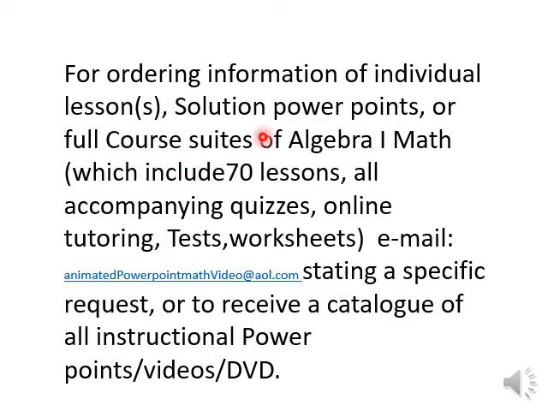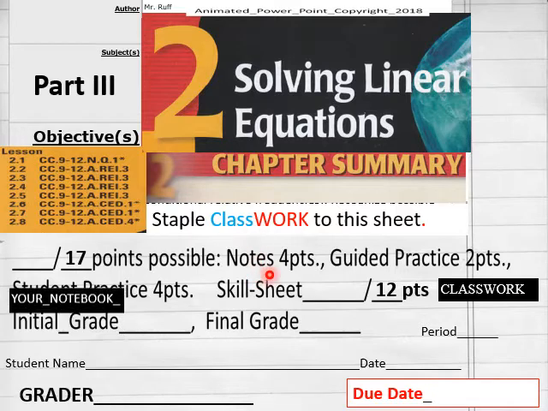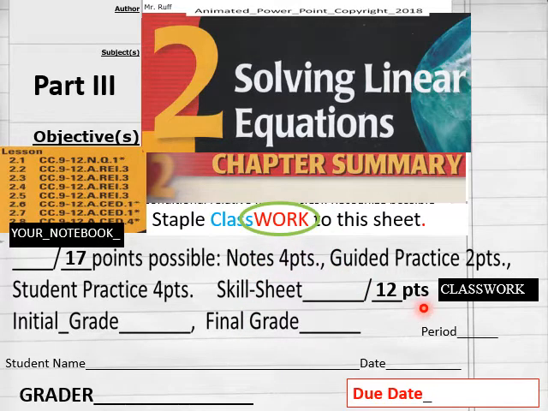Hello everybody, we're getting ready to do Chapter 2, Review and Summary, Part 3 classwork today. For Algebra 1 Math, you got 12 points on your classwork sheet. Have that out in front of you now. 17 points will go into your notebook or your notebook guide.